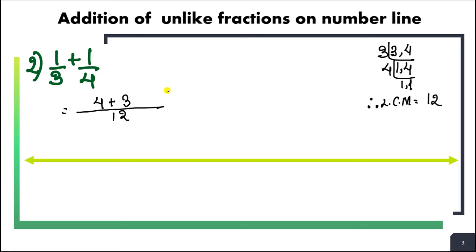So the answer we are getting now is 4 by 12 plus 3 by 12, or 4 plus 3 by 12. Okay, this much we need to do. Now we have got this much, 4 by 12 plus 3 by 12. How will we represent these both fractions on the number line? In these cases, we can see the denominator is 12.